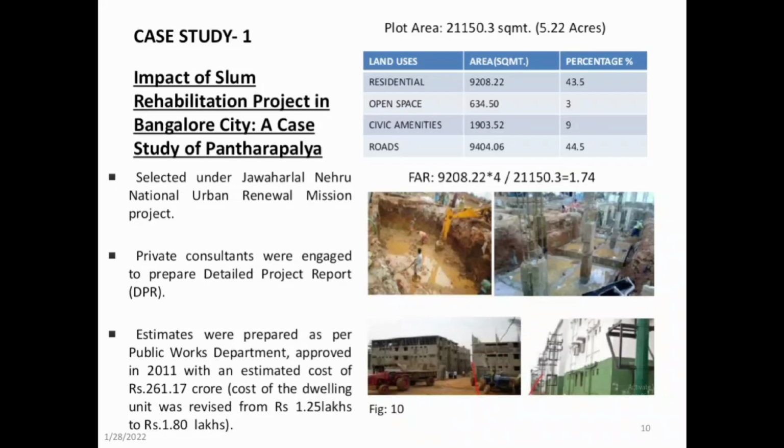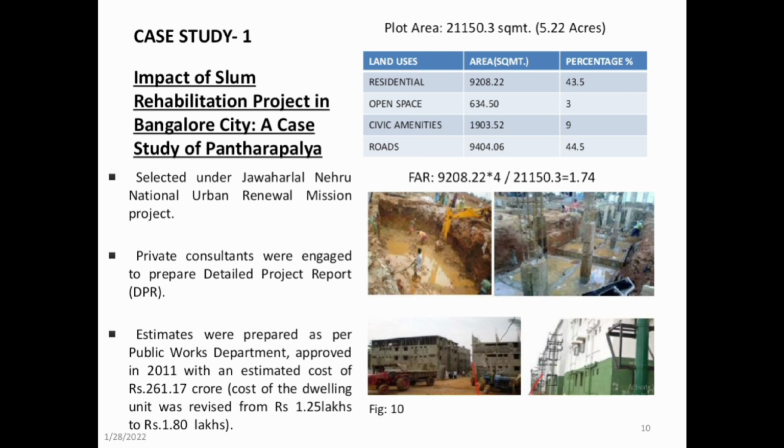Now moving to the case studies. First is the impact of a slum rehabilitation project in Bangalore city. This is a case of Pandrepalya. This project was selected under the Jawaharlal Nehru National Urban Renewal Mission. Private consultants were engaged to prepare the detailed project report.